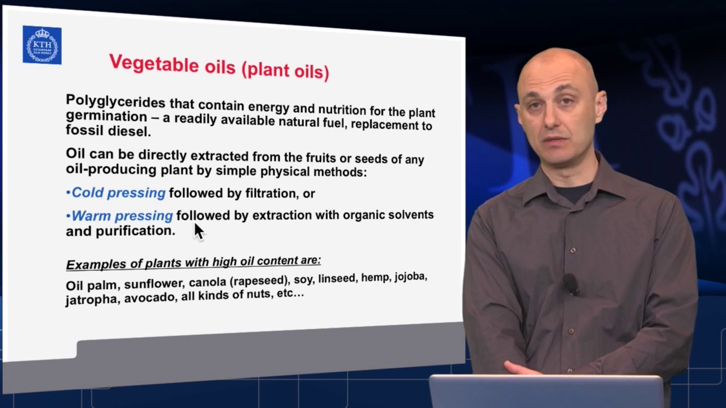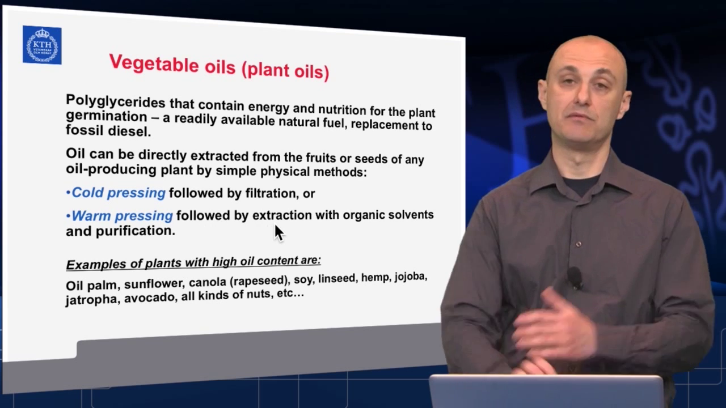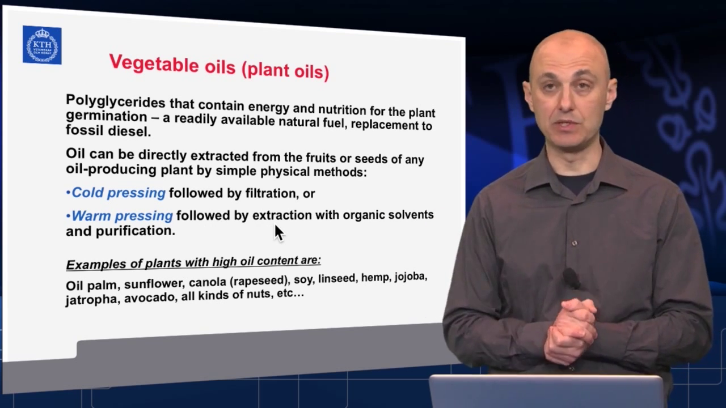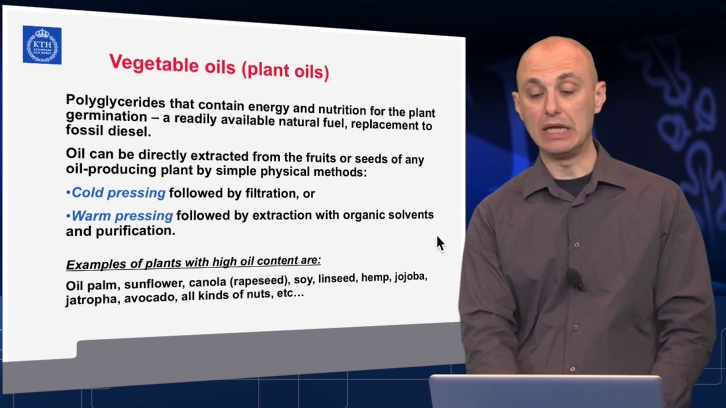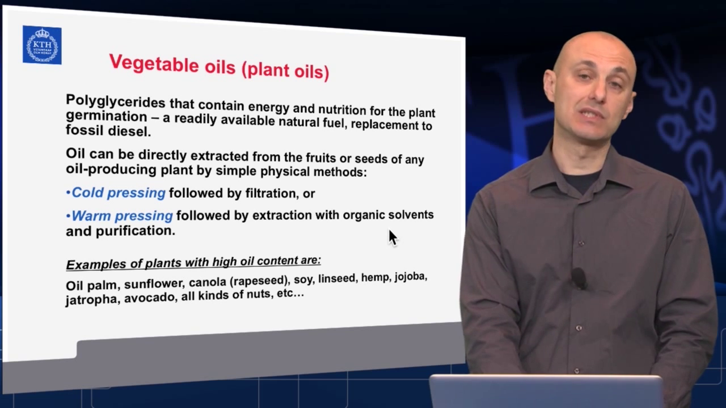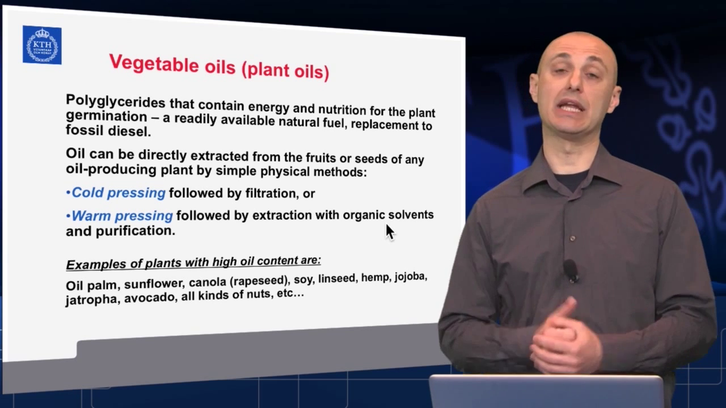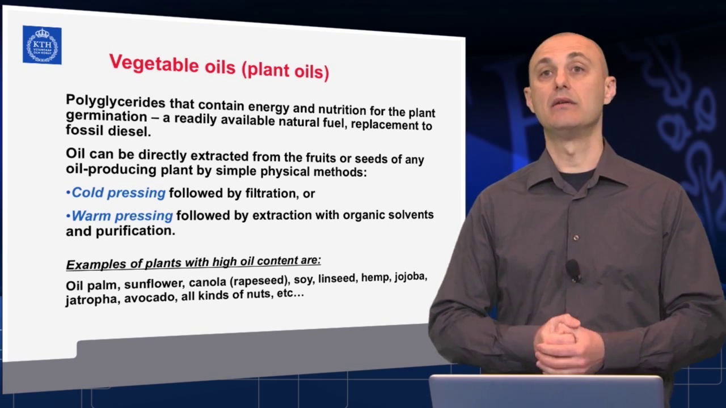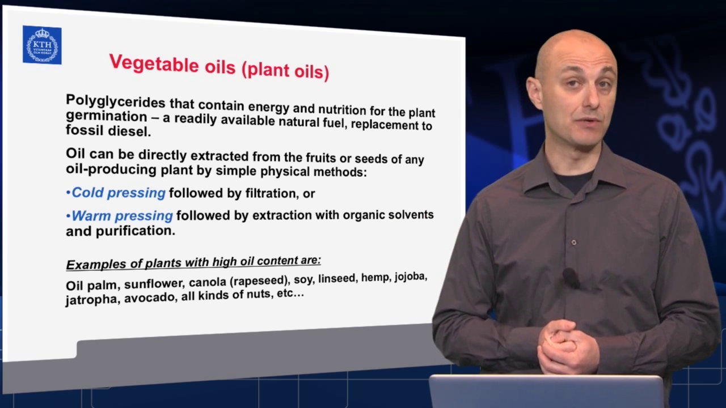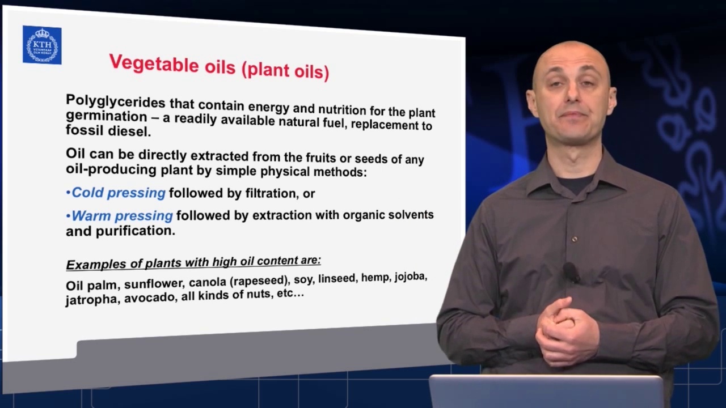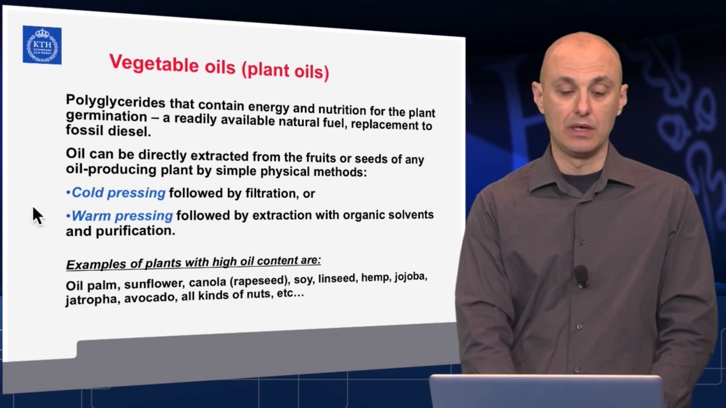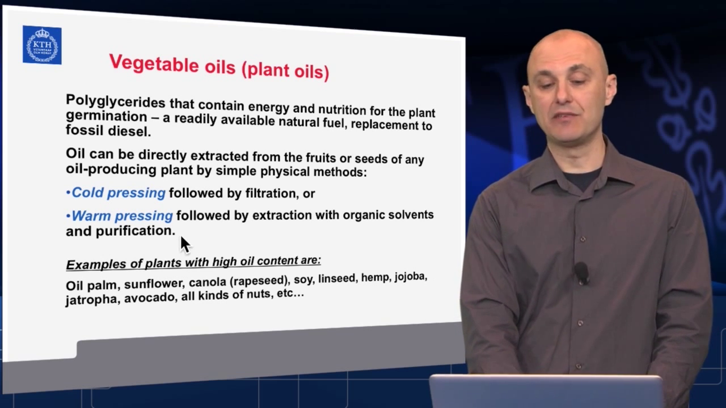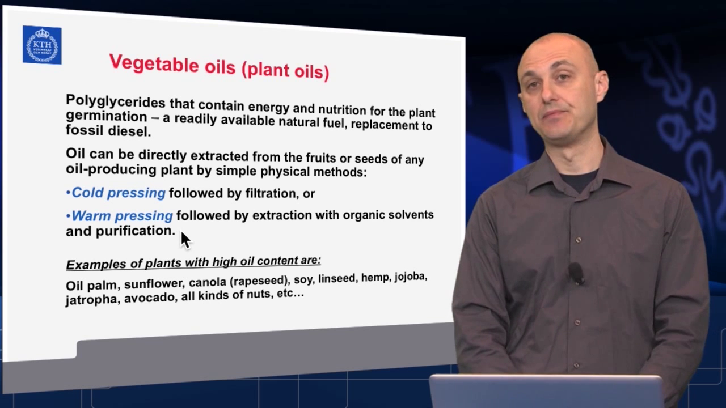High temperature extraction means, first of all, pressing at higher temperature, which helps to extract a higher percentage of oil from the seed, and then dissolving what's left of the oil with the help of an organic solvent. Typically, something like gasoline, for example, can work very fine for extracting oil from the crushed seed. If you do that, some kind of purification is necessary.